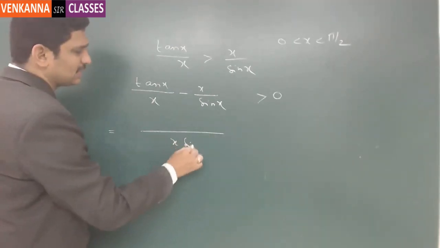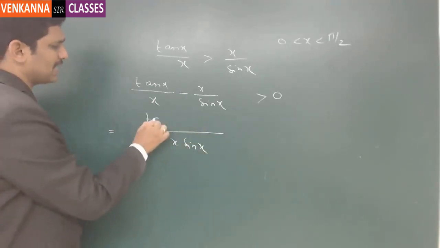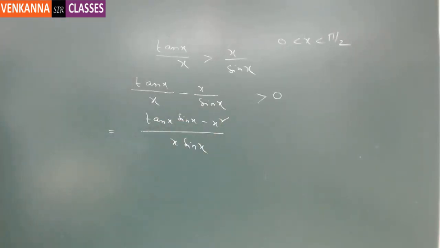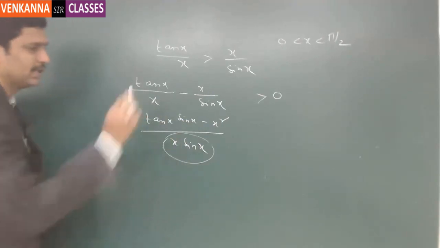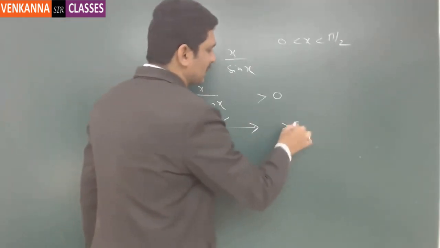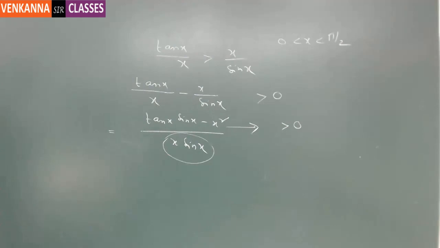it will be x into sin x, and in the numerator you are going to get tan x into sin x minus x square. Since this part is positive, to show that this is greater than 0, I need to show that the numerator part is greater than 0. If I have proved that the numerator tan x into sin x minus x square is greater than 0, automatically you have achieved the required inequality. Accepted? So it must be true for the given interval 0 comma pi by 2.